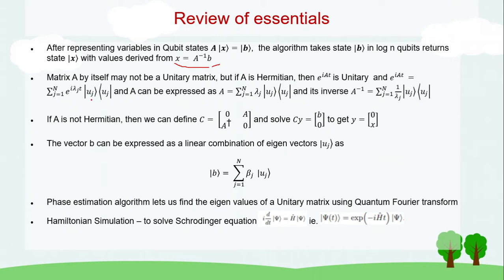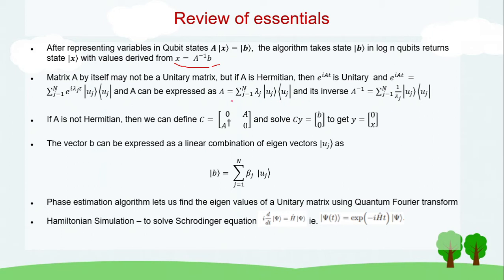this ket uj. This is the eigenvector, a column vector, and this bra is a row vector, and you know that this is the outer product, multiplied by e to the power of i lambda t. What is lambda? It is the eigenvalue, and if the matrix size is n by n, then you will have n eigenvectors and eigenvalues. So that is what is given here. A itself can be represented. This is the matrix decomposition I was talking about a few seconds back.